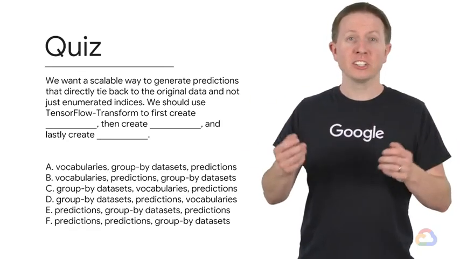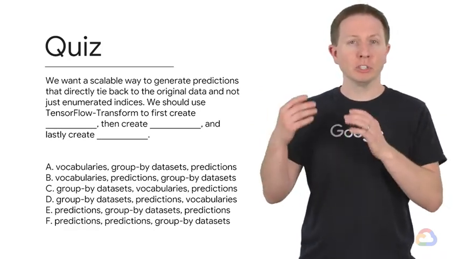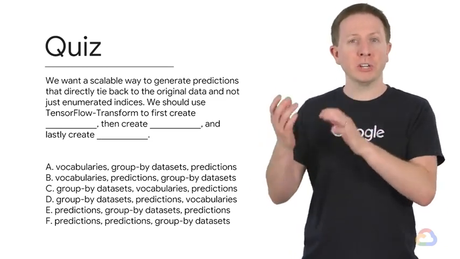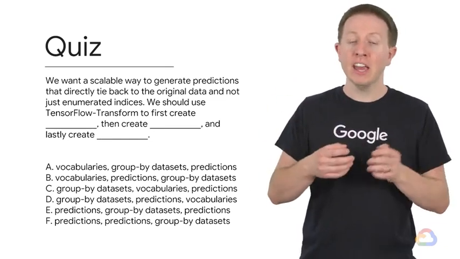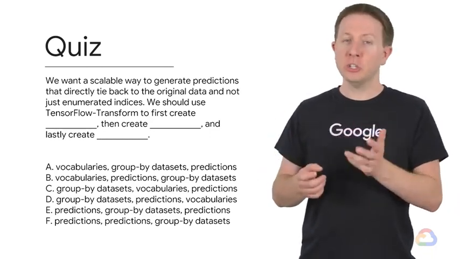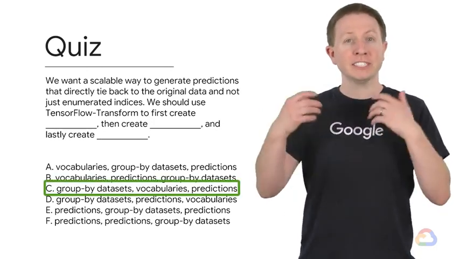Let's test your knowledge. We want a scalable way to generate predictions that directly tie back to the original data and not just enumerated indices. We should use TensorFlow Transform to first create blank, then create blank, and lastly create blank. Choose the answer that best fills in the blanks. The correct answer is C.